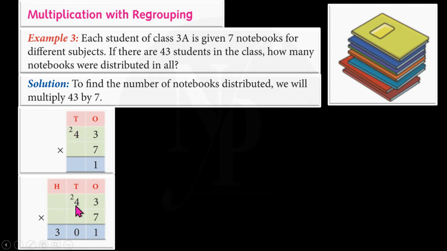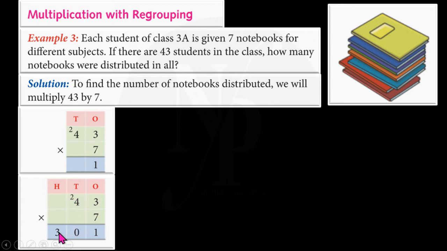And in the second step, we multiply this 4 by 7. So on multiplying 4 by 7, what do we get? 7 fours are 28 tens, and we have already two tens which are carried from the ones column. So we will add these two tens to the 28 tens we get after multiplying 4 by 7. So on adding 28 and 2 we get 30. So 30 tens are again regrouped as 300s and 0 tens.